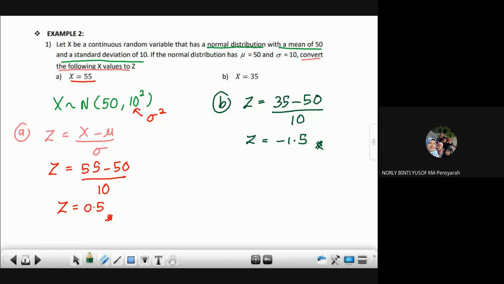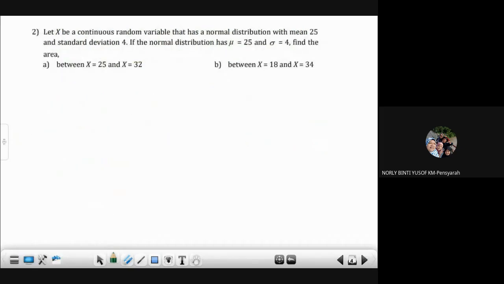Sekarang kita pergi, kita apply lah dalam probability. Tapi probability discrete tu kita ada X lah. So we go to the next example. Example 2. Okay, let X be the continuous random variable, has normal distribution. So dia pun dah cakap benda ni adalah normal. So with mean 25, standard deviation is 4. So write the distribution: normally distributed with the mean 25, standard deviation 4, means variance 4 squared.